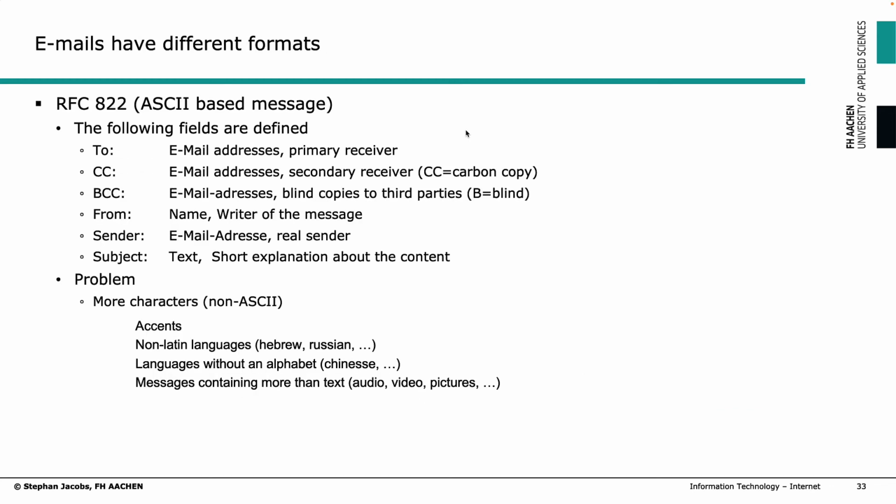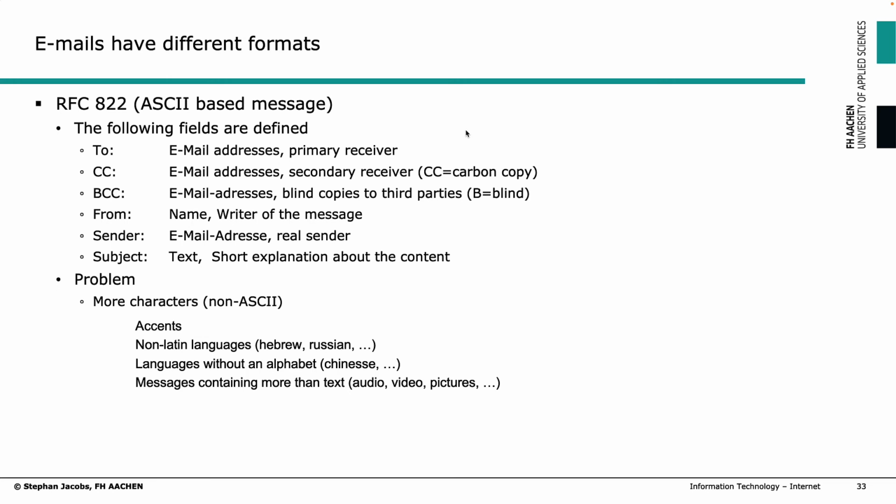But there is more than just the email address. An email is composed of several parts. The first one is a To field, which is where you have to assign an email address. Here you have the primary receiver. Then you have fields like CC and BCC, which contain email addresses as well. Actually, CC stands for carbon copy, but where does the name come from?